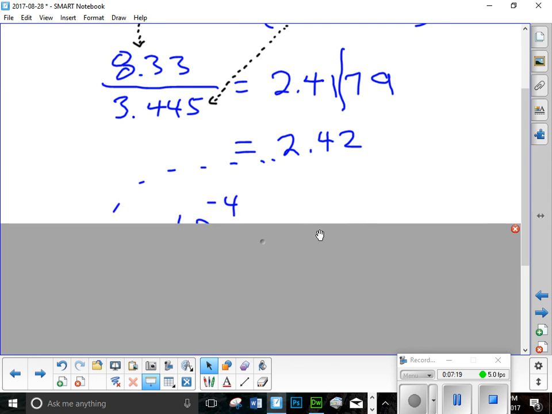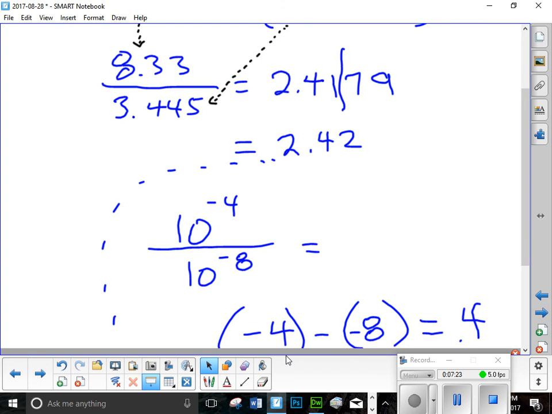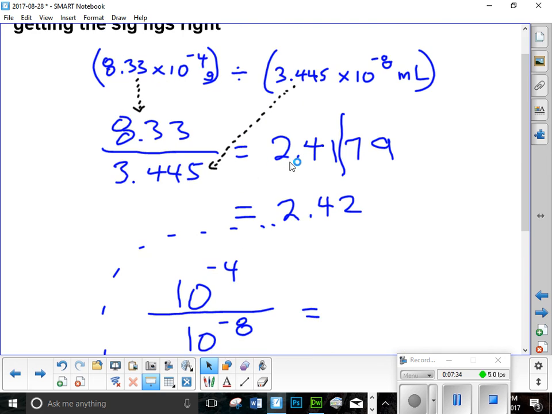Now we're going to take that and look at what happens with dividing powers of 10. Can you see this? It's minus 4. What? I didn't get to copy the first part. Okay. Which is the first part that you don't have?